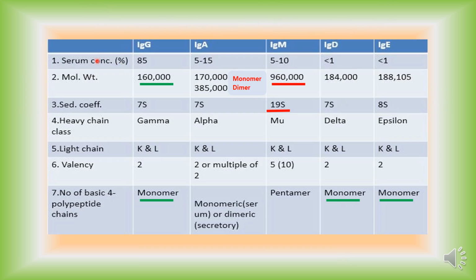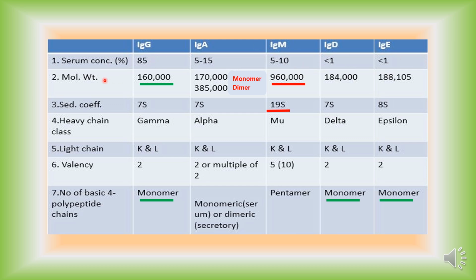The first property discussed here is serum concentration, expressed in percentage. Immunoglobulin G is the highest in concentration among all others, followed by A, M, D and E immunoglobulins.